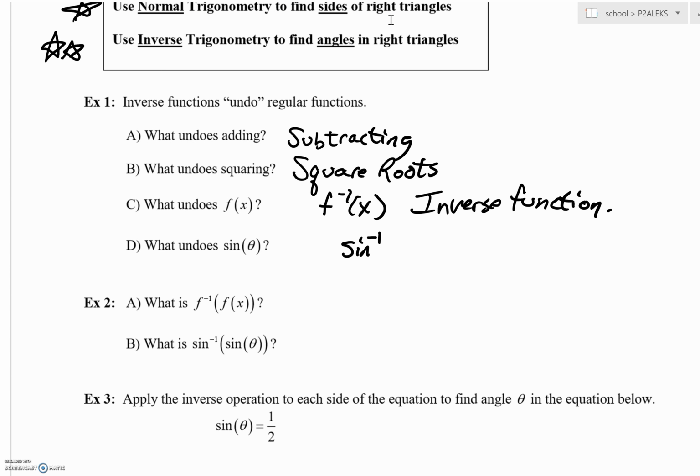Listen, this is what we've got right here. The inverse function and the function cancel out. You just have an x left. Inverse sine and sine cancel out. You just have theta, because an inverse is the undo button of the function. If you want the function to go away, you have to take the inverse of it.